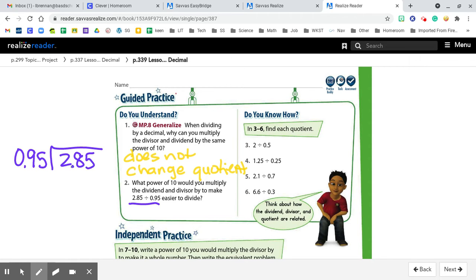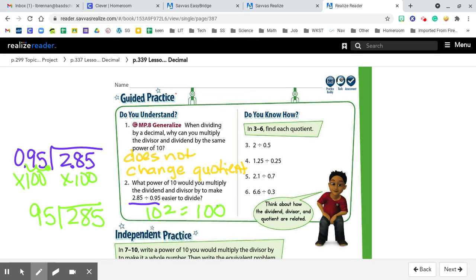Now, I wish the book would give some different examples because I don't want you to think the decimal always winds up at the end of the dividend. But in order to get rid of it here, I'm going to multiply by 100 to move that decimal over 2 places. I have to multiply this by 100. So now I have 95 goes into 285. So I'm going to have to multiply it by 100, or 10 to the second power, whatever you'd want to write in there. Find each quotient.